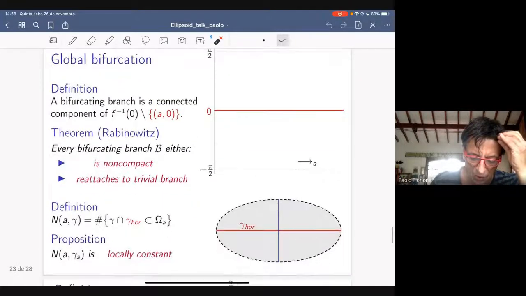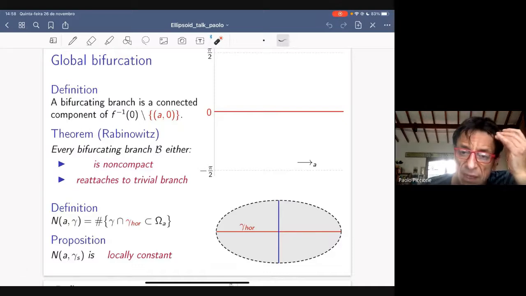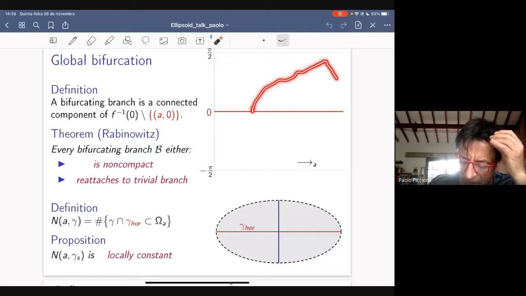Okay, now let me tell you briefly about the global bifurcation argument here. There is a theorem by Rabinowitz that says that under a certain properness assumption, the bifurcating branches for the equation are either non-compact or they must reattach at the trivial branch. So if you take a bifurcation branch, this bifurcation branch is either non-compact or at some point it has to go back to the trivial bifurcation branch.